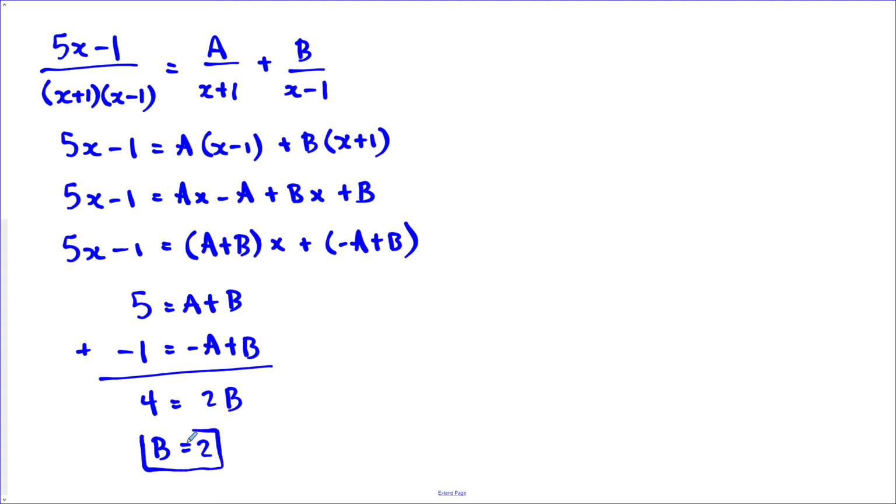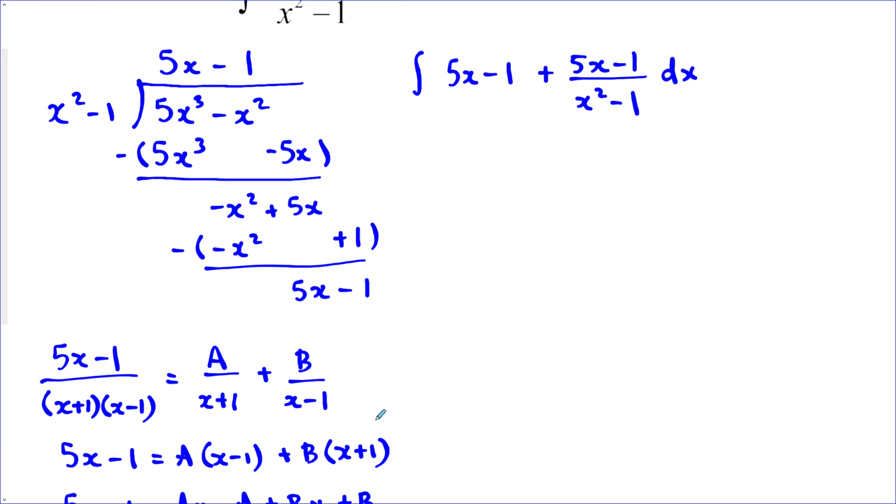Now if b equals 2, you can easily see from this equation, say, that a is equal to 3. And that gives me my partial fractions. So b was 2 and a was 3. And now I can take the antiderivative of both of these terms, not a problem. So I can finish up my integral here.